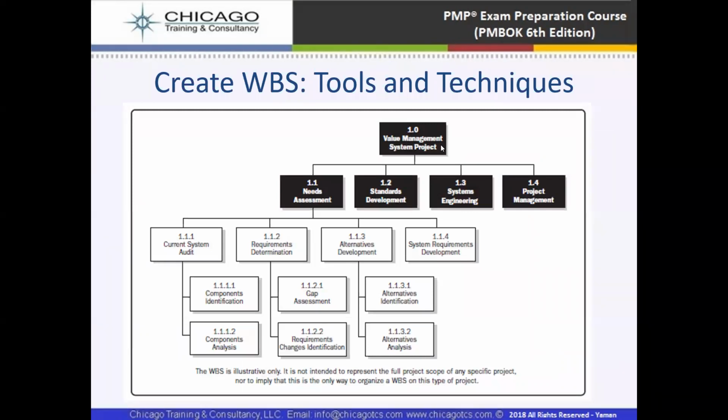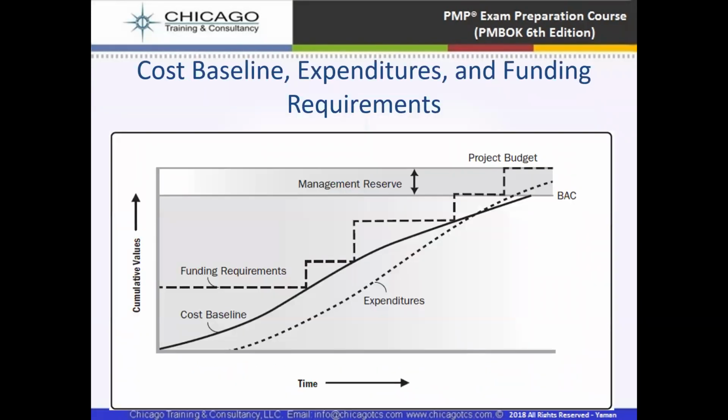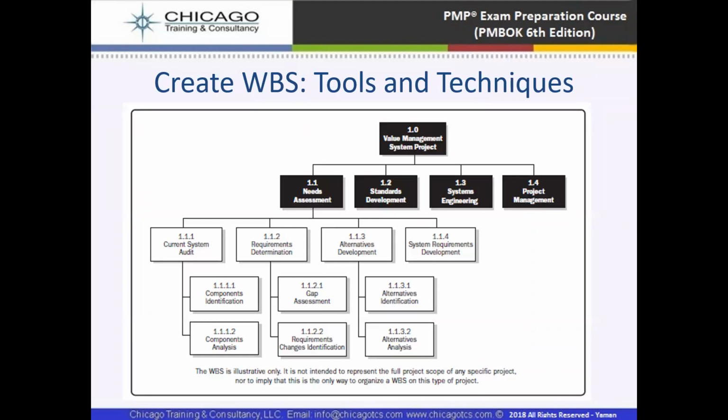And then we are going to go for tools and techniques in the cost baseline to create a work breakdown structure. You can see here a flow chart to create a work breakdown structure. What is the need assessment? You can see it is divided into sub levels here. This is a value management system project, which has need assessment as level 1, and then standard development, system engineering and project management. From need assessment, it is divided again into four levels: current system audit, requirement determination, alternative development, and system development. Then again, it is divided into 2 sub levels.